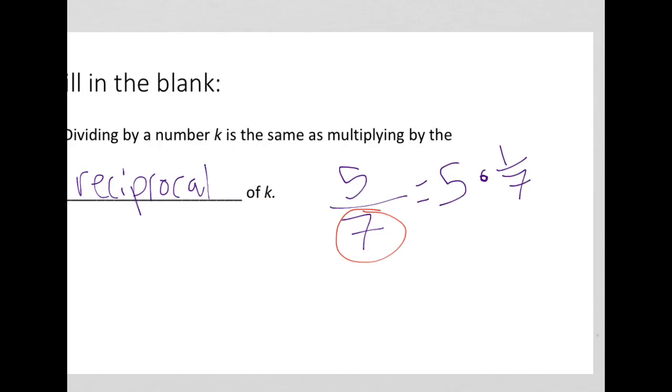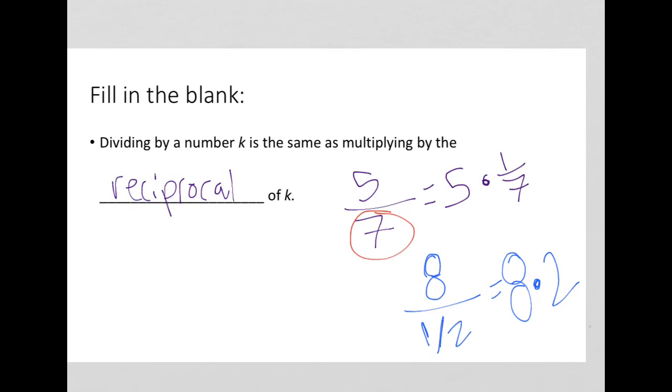The reciprocal of 7 is 1 over 7. You take the fraction and you flip it. So another way that's useful is if you have, say, 8 divided by 1/2. Well, dividing by 1/2 is the same as multiplying by the reciprocal of 1/2, which is 2. And so we could get 16 there. The point is, this will be useful. You will see why in a moment.